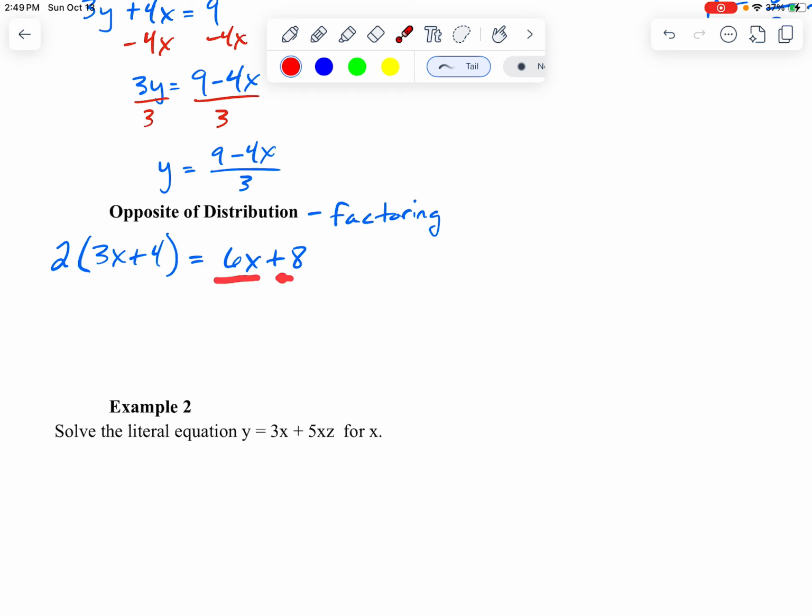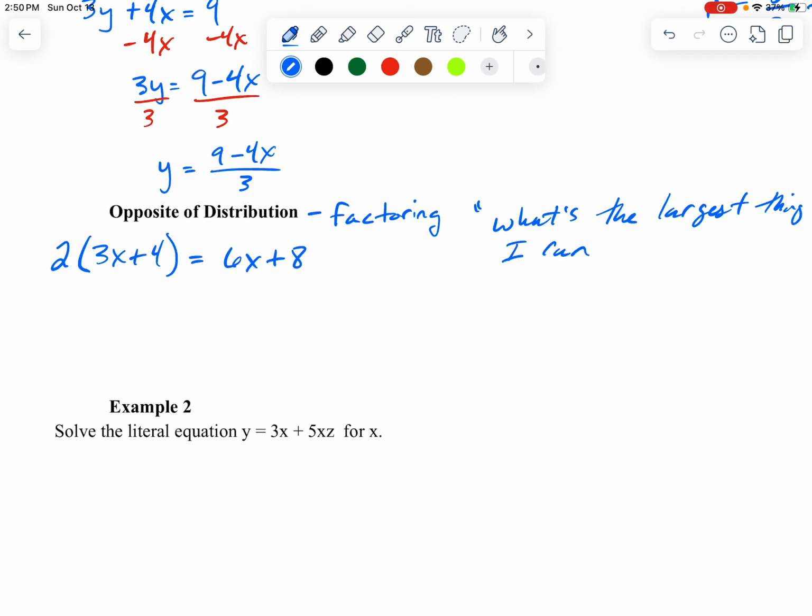Right, so that biggest thing is 2, the biggest thing I can divide them by and still get a whole number. If I divide 6 by 2, I get 3x. If I divide 8 by 2, I get 4. So we're going to factor out that 2, that comes out front, and then whatever's left over stays inside the parentheses. So here's what I'm thinking when I do this: what's the largest thing I can divide both terms by?